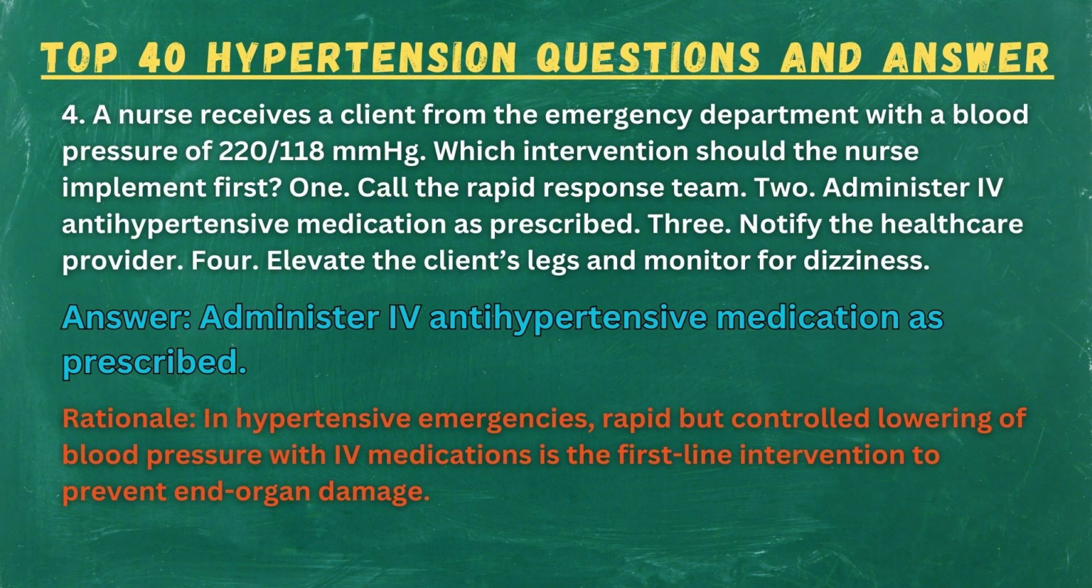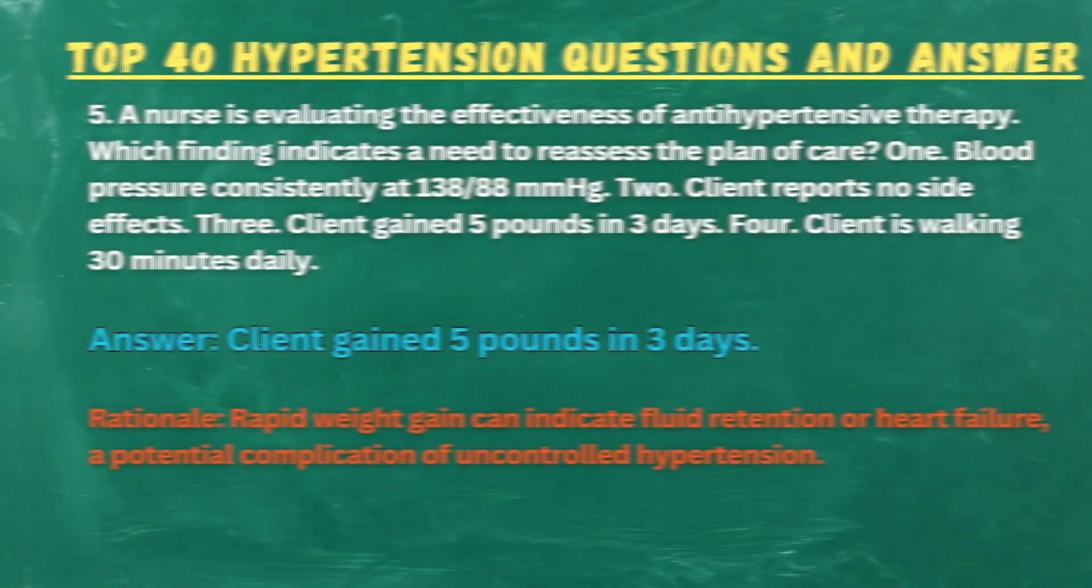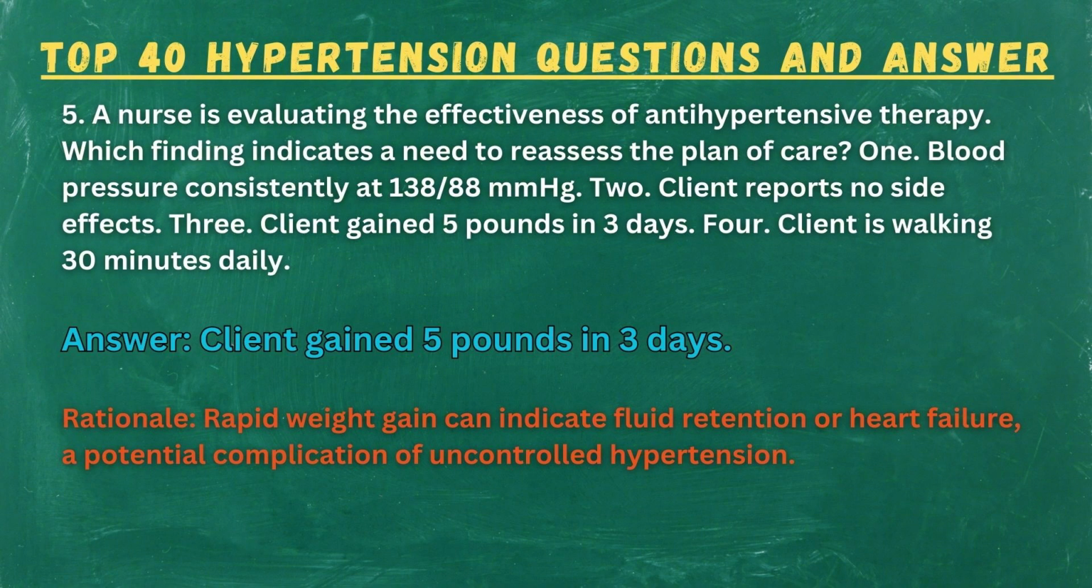Answer. Administer antihypertensive medication as prescribed. Rationale. In hypertensive emergencies, rapid but controlled lowering of blood pressure with medications is the first-line intervention to prevent end-organ damage. 5. A nurse is evaluating the effectiveness of antihypertensive therapy.